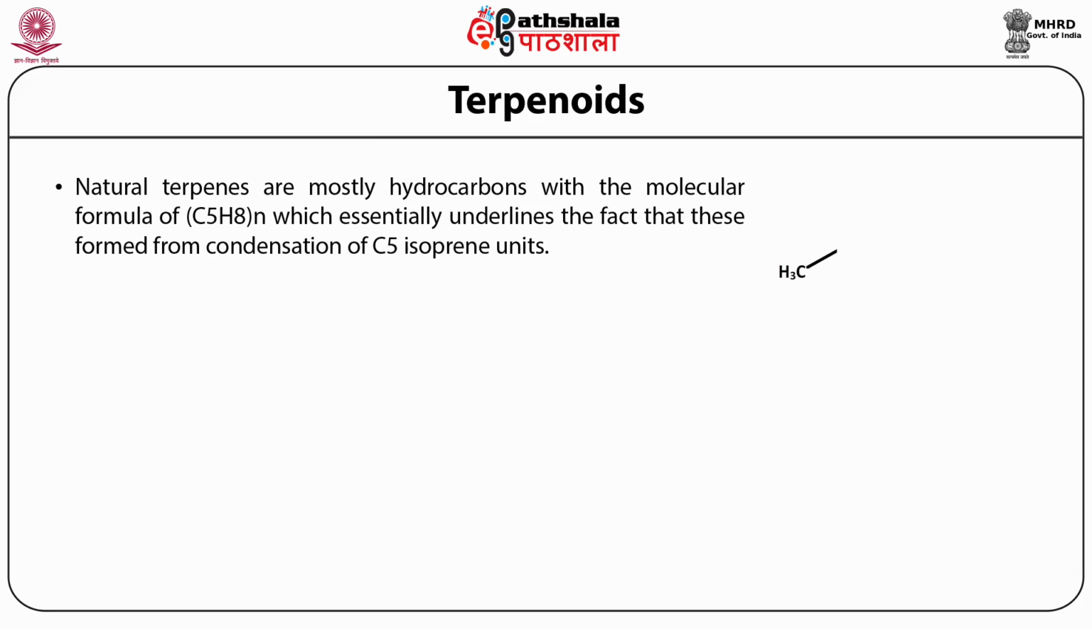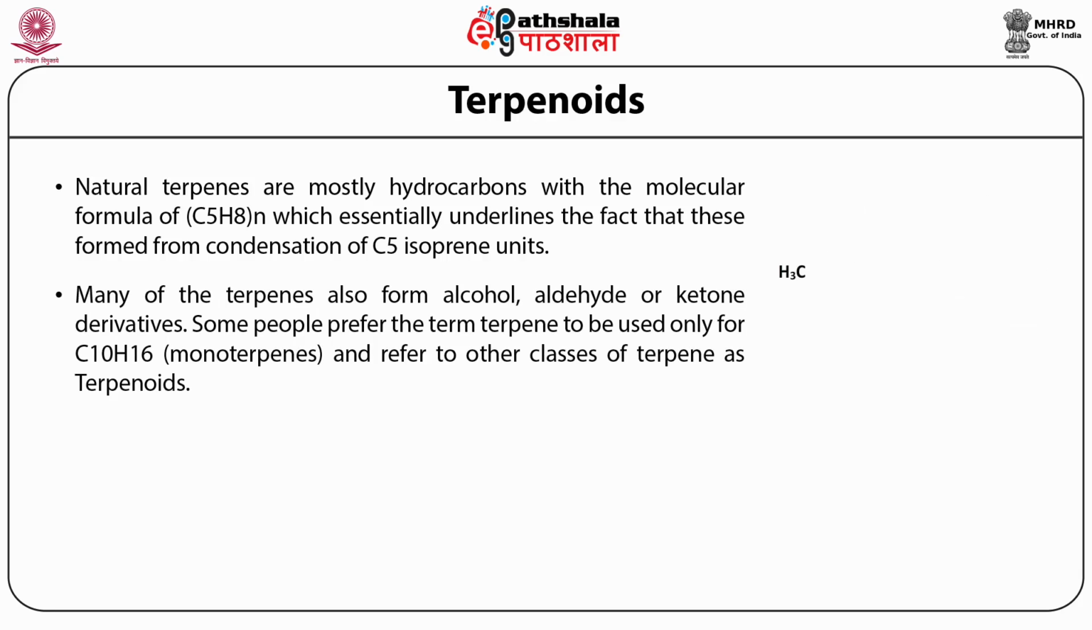Natural terpenes are mostly hydrocarbons with the molecular formula of (C5H8)n, which essentially underlines the fact that these are formed from condensation of C5 isoprene units. The value of n forms the basis of classifying terpenes. Natural rubber is an industrially important polyterpene. Carotenoids, which we have been discussing, can be viewed as tetraterpenes. Many of the terpenes also form alcohol, aldehyde or ketone derivatives.